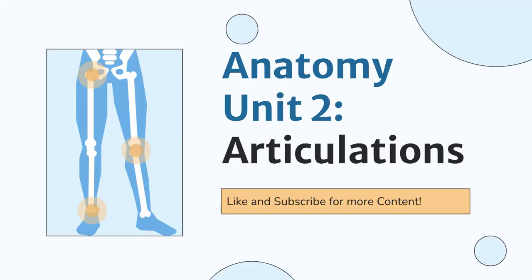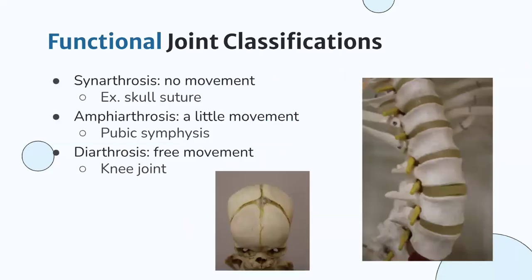And now, without further ado, I'm going to get into the first topic of discussion, which is functional joint classifications. So this is basically how much movement a joint has. The first classification is synarthrosis, which means that there is no movement. An example of this would be skull sutures.